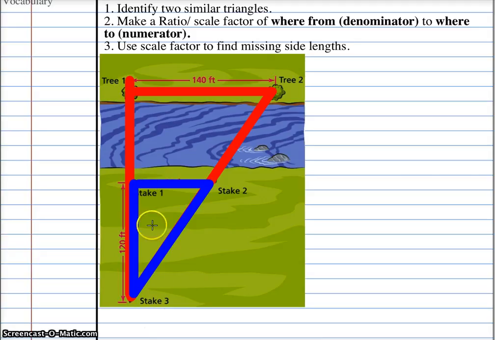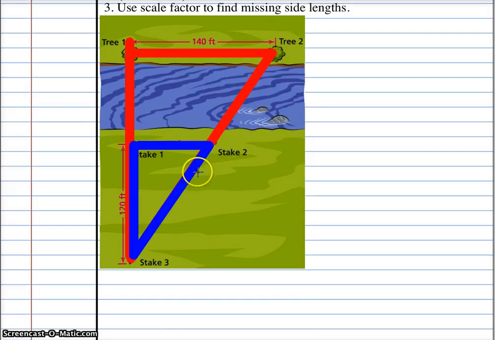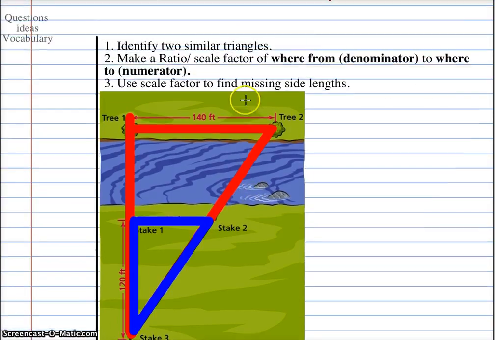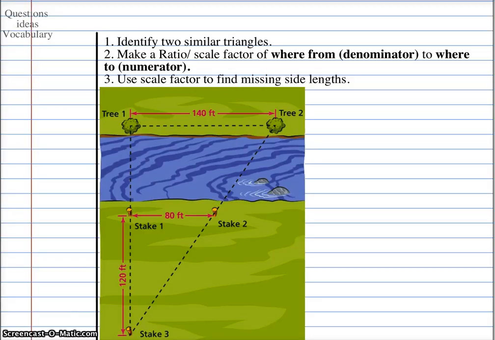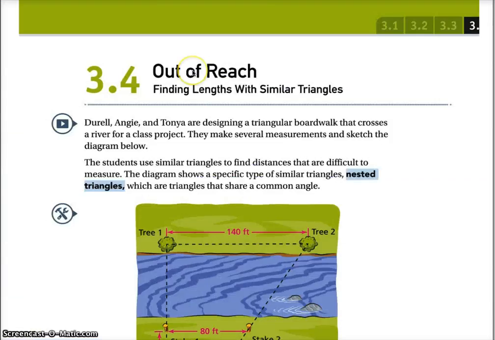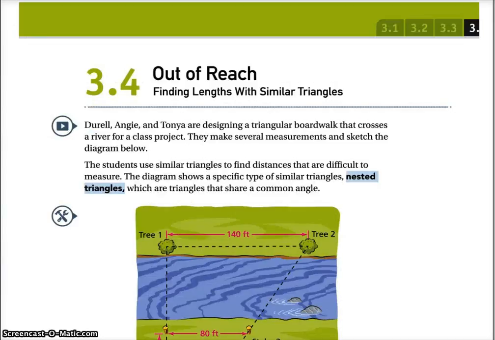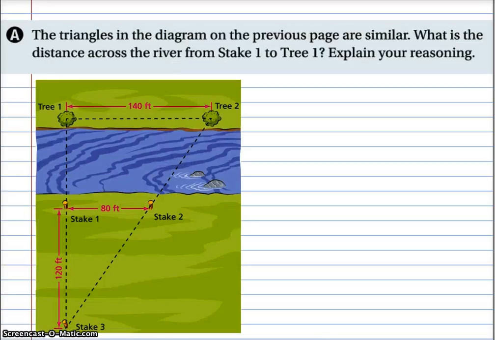They're within each other, and we are increasing in one direction. We're extending from a focus point. So we're going to identify two similar triangles. We're going to make a ratio, and then we're going to use that ratio, that scale factor, to find our missing side lengths. Okay, so this, I believe, is on page 58. So if you want to take a look at the pictures on page 58, if not, it's going to be up here on the screen. We're going to answer question A and question B.